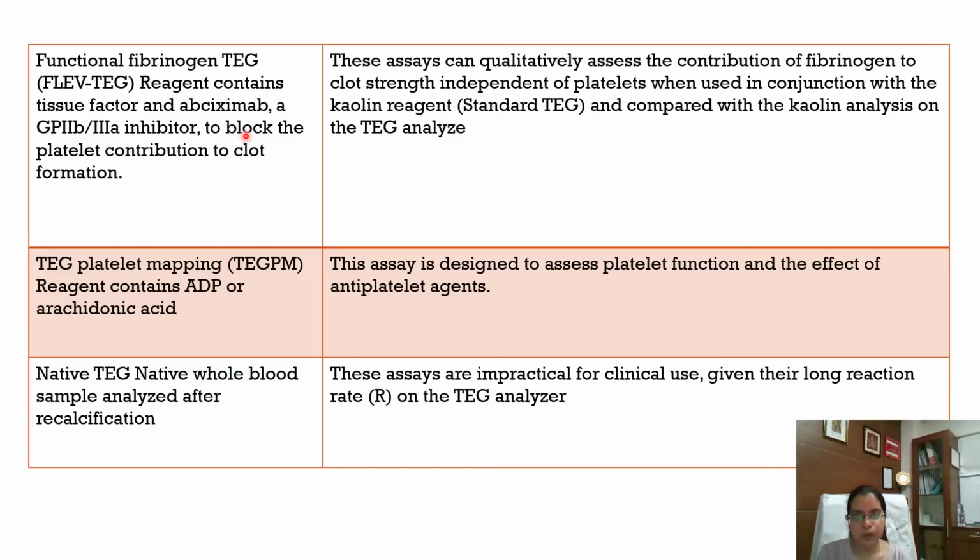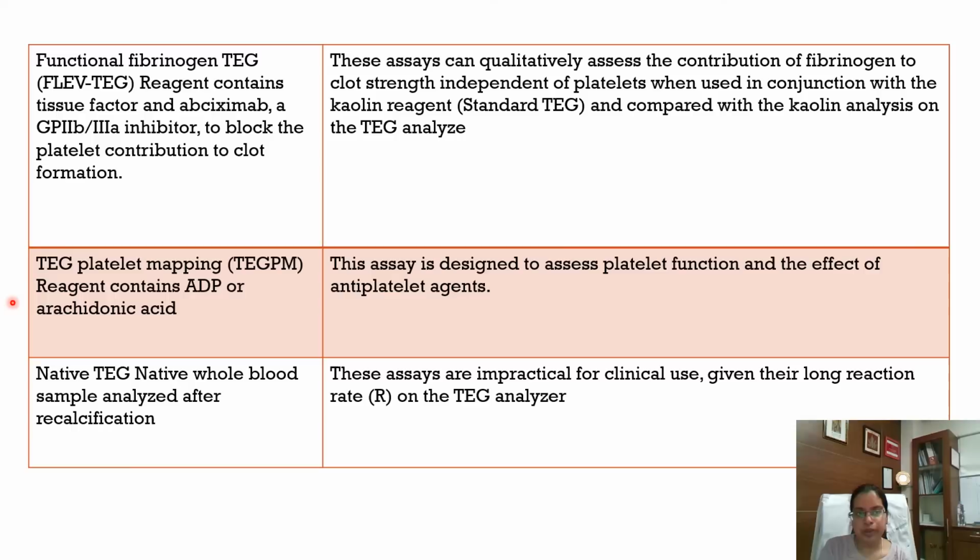Now we have functional fibrinogen TEG. So if we want to see the contribution of fibrinogen to clot, we will add a tissue factor and we will add abciximab, that is a GP2B3A inhibitor. So we will block the platelet contribution to the clot, so we can only see the contribution of fibrinogen. So this assay qualitatively assesses the contribution of fibrinogen to clot strength independent of platelets.